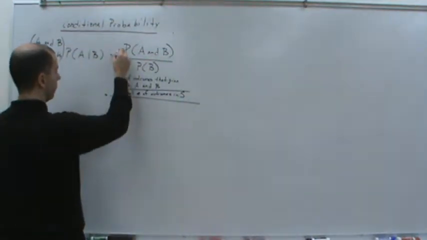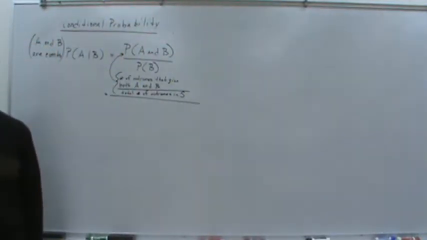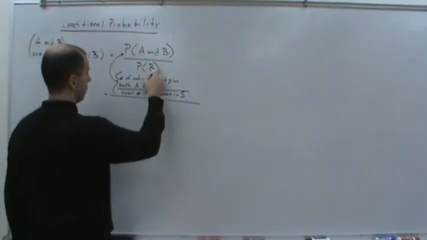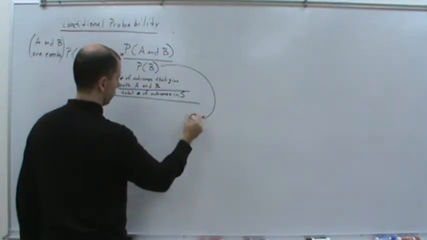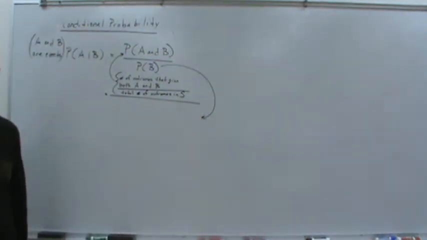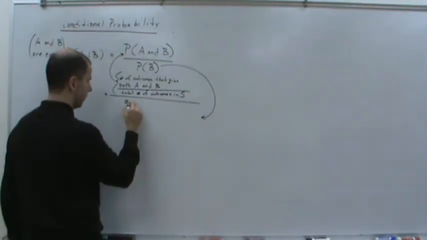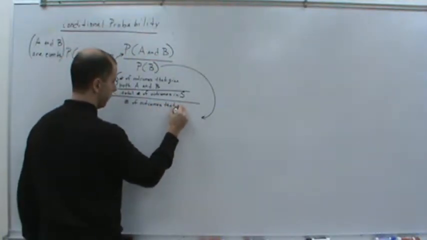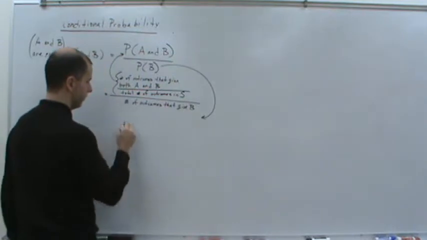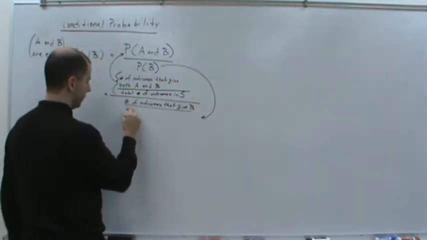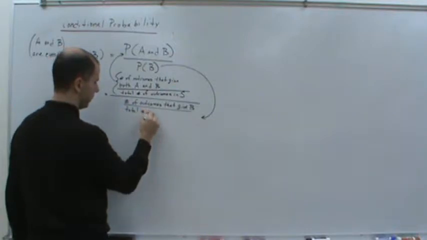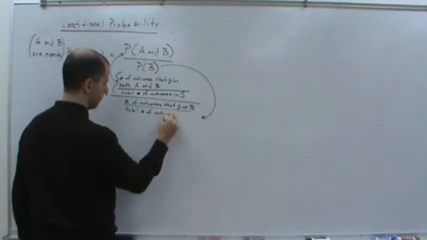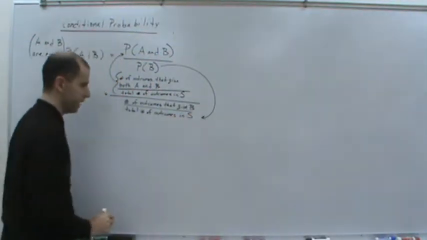So this is the definition of probability for the numerator. Okay? Now let's do the denominator. Well, what's the probability of B by definition? Well, it's going to be the number of outcomes that give B divided by the total number of outcomes in S.